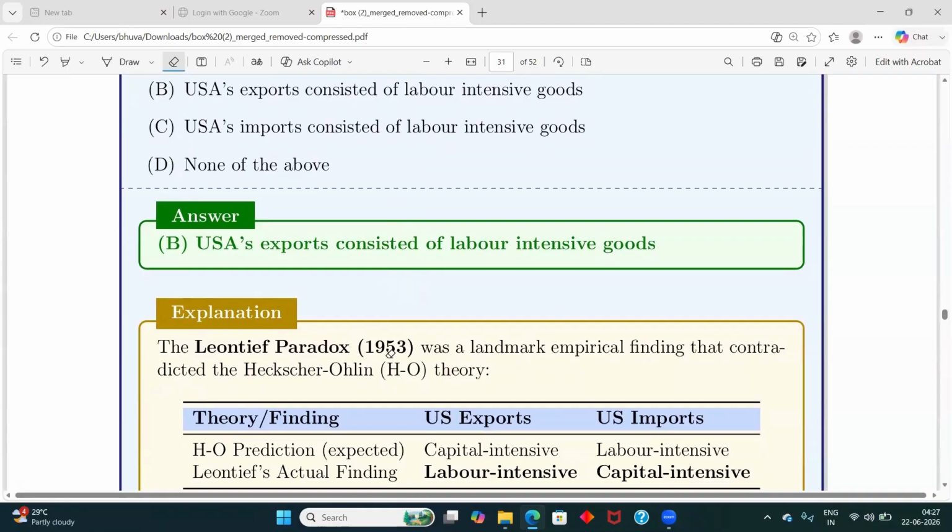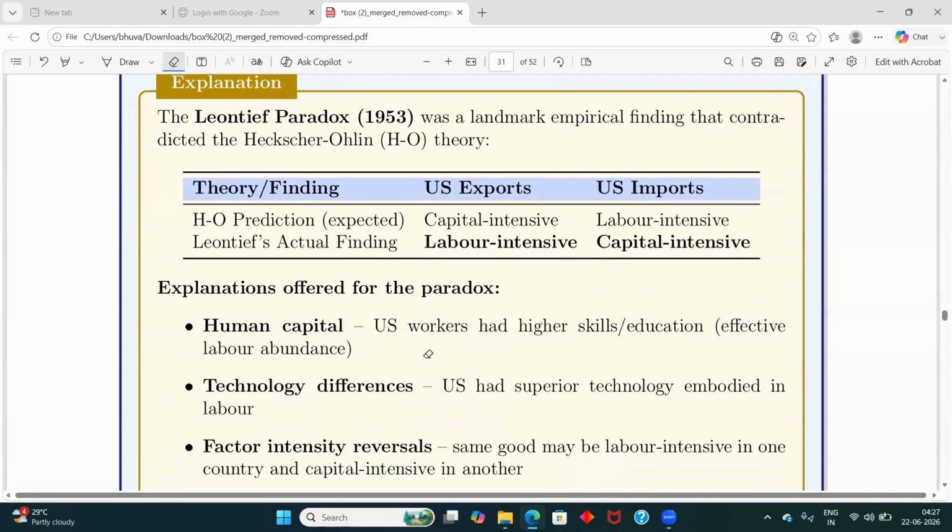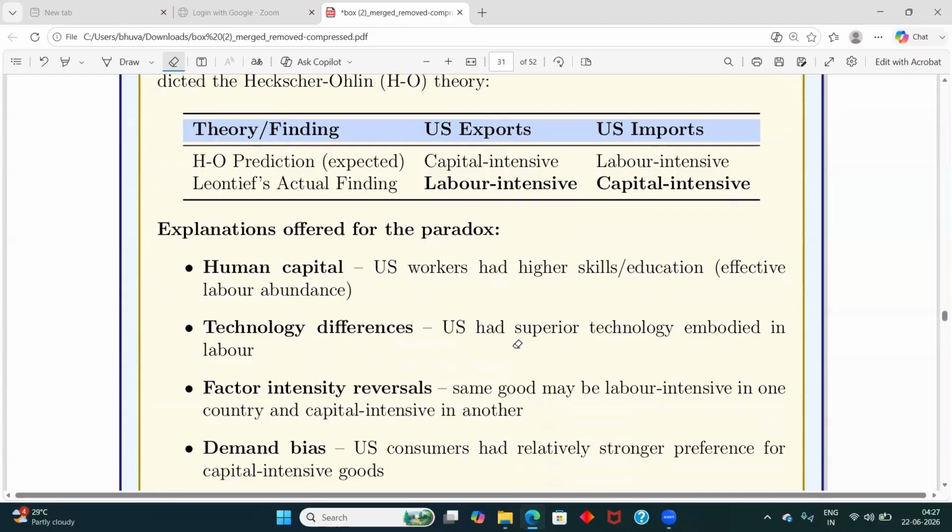This paradox, in 1953, was a landmark empirical finding that contradicted the HO theory. Explanations include human capital: US workers had higher skill and education, so effective labor abundance, and US technology differences, with superior technology embodied in labor. Factor intensity reversal: some goods may be labor intensive in one country and capital intensive in another. Demand bias: US consumers had a relatively stronger preference for capital intensive goods.